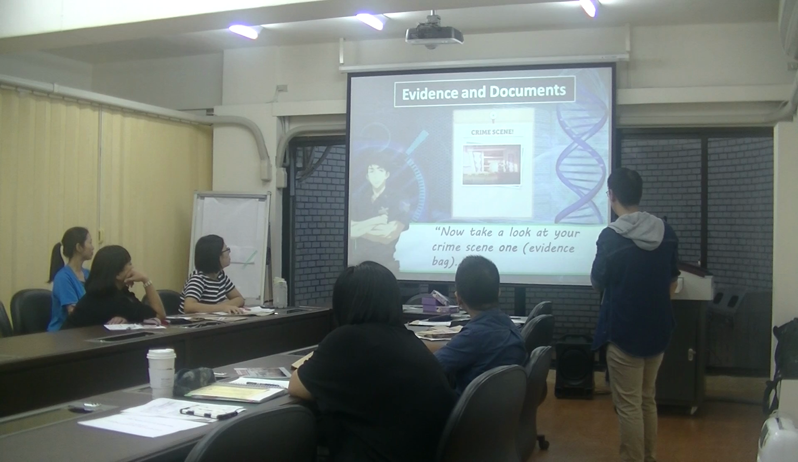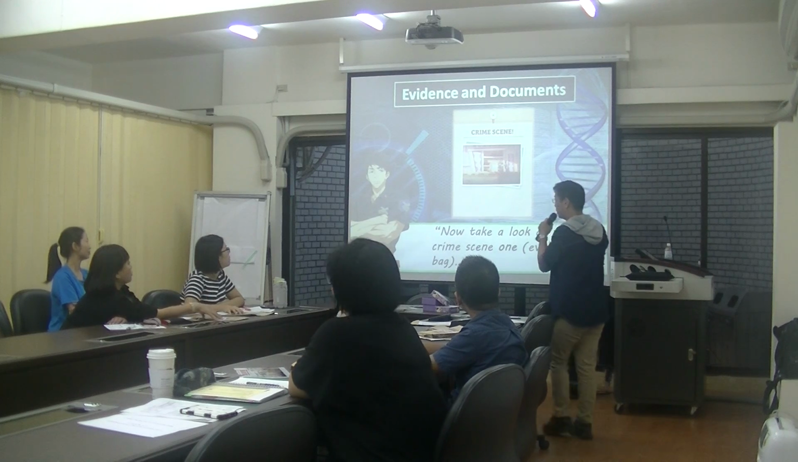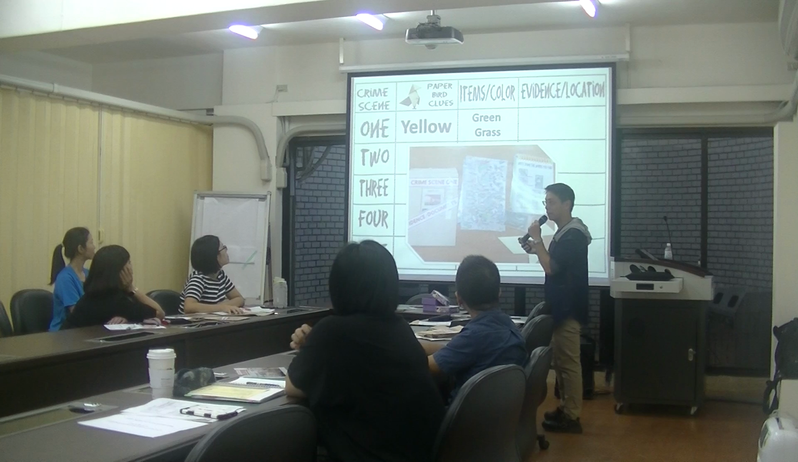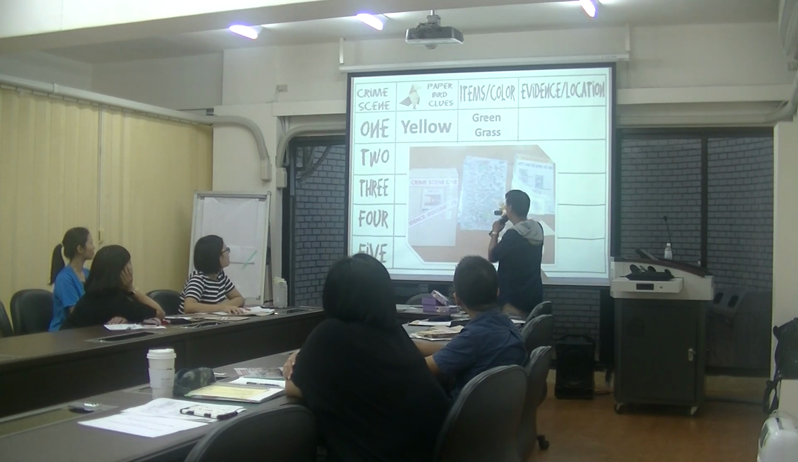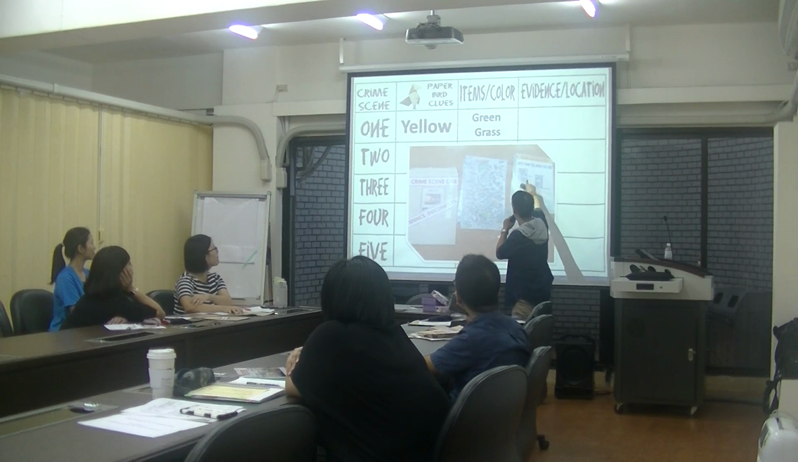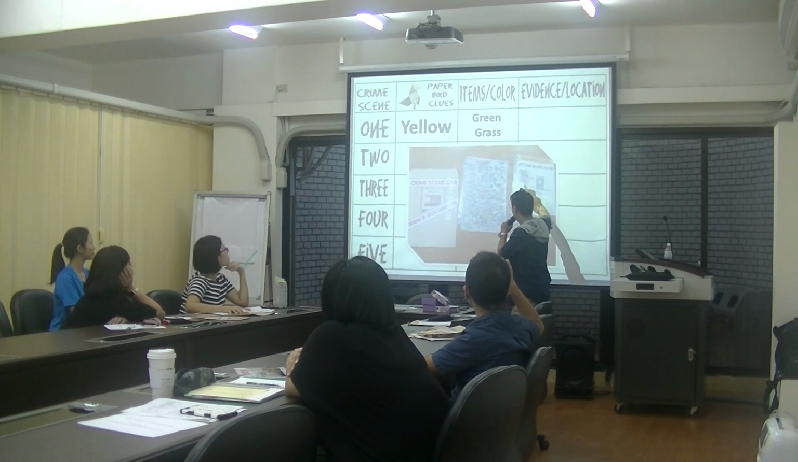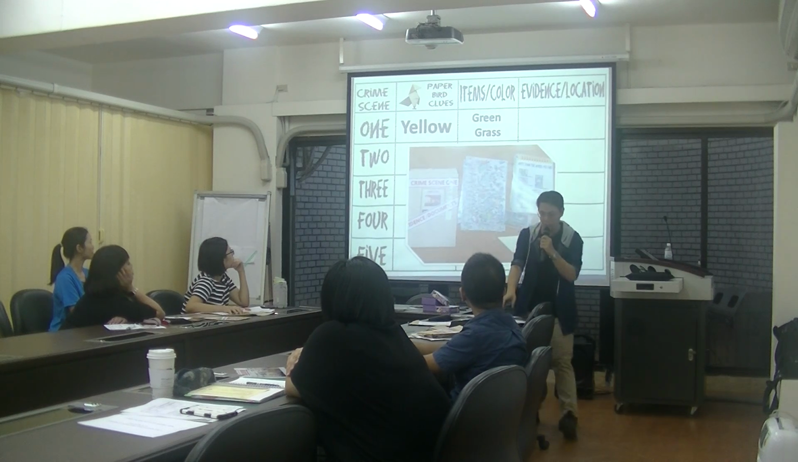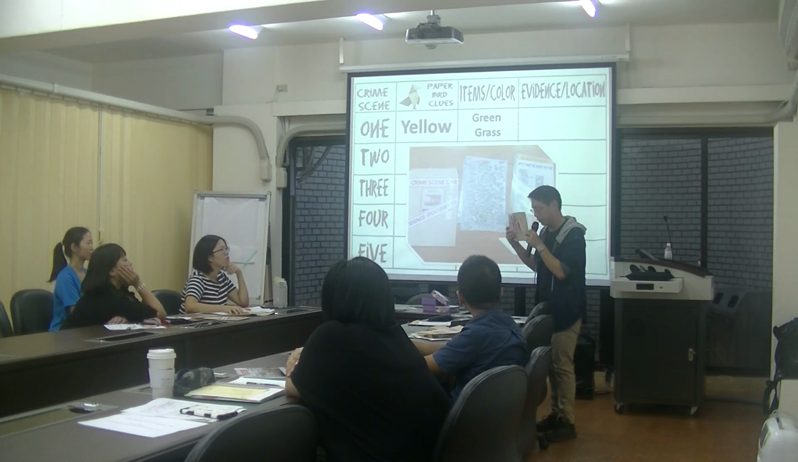Now take a look at your crime scene 1 evidence tag. So this is why I say, don't open it yet. I know you guys want to, but let me show you what's inside. Crime scene evidence 1 tag. You'll have 2 pictures, a notepad with pictures on it, a bag of grass and some bird. So this is what I will show the students.